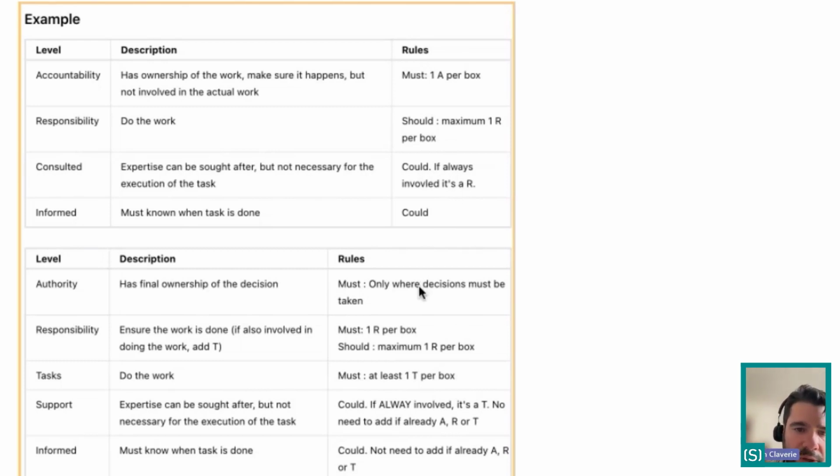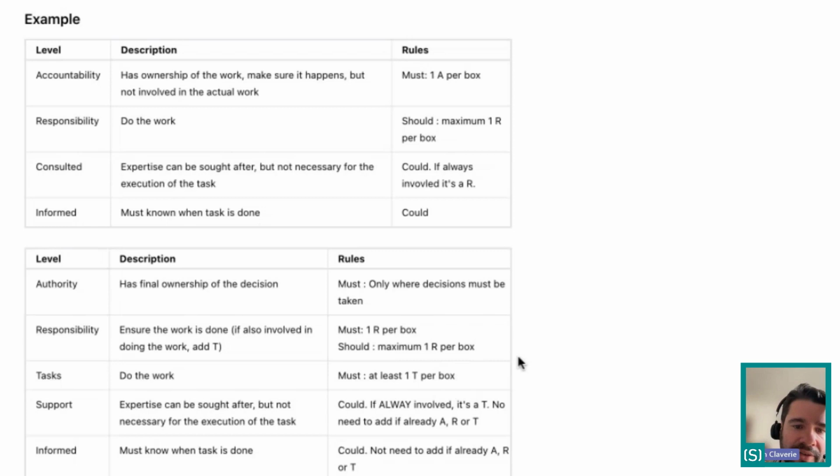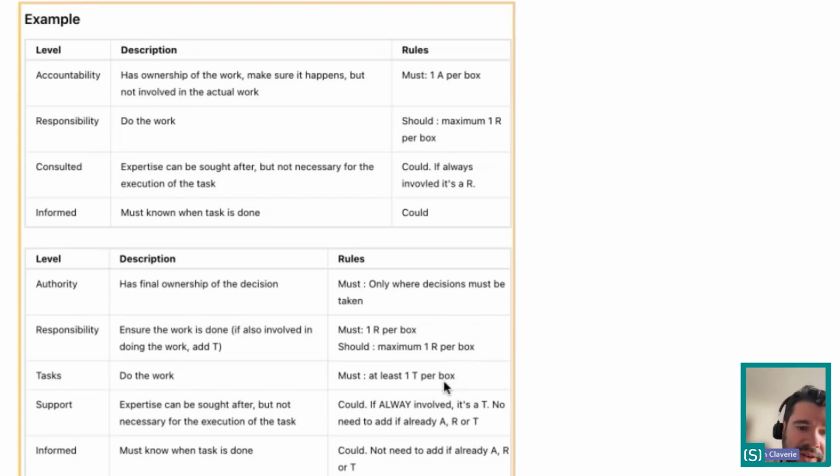For RATSI, the one we were using is A to give it even more weight. We were using the A only where decisions had to be taken. So that was a design decision to only use authority on decision boxes, on boxes with decisions, which is challenged. You can do it differently. 1 R per box, that's the recommendation. Sometimes you have more, but we want to keep it very clear, give clear guidance: 1 R per box. At least 1 T, which can be the same as R. And then the S, we said, all right, if we are expecting this person to be involved all the time, it's not support, it's actually the T. So we were very quick at upgrading people to a T rather than having S.